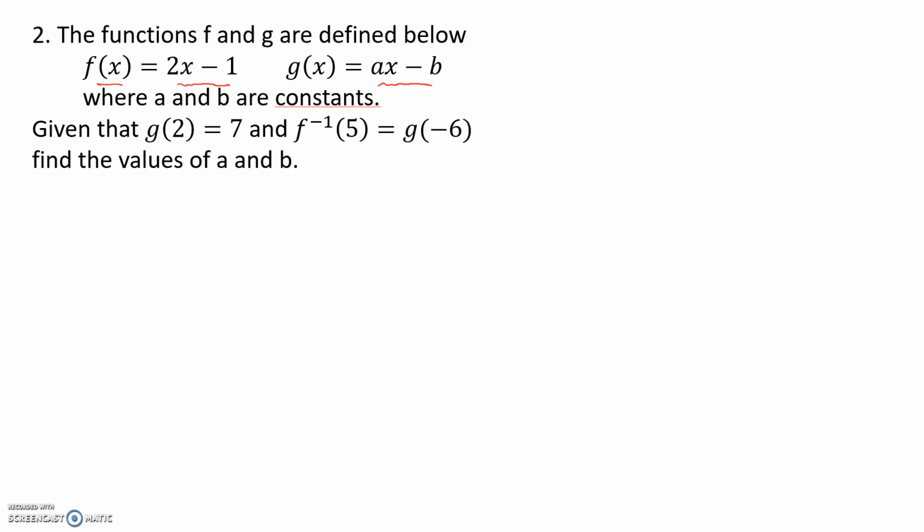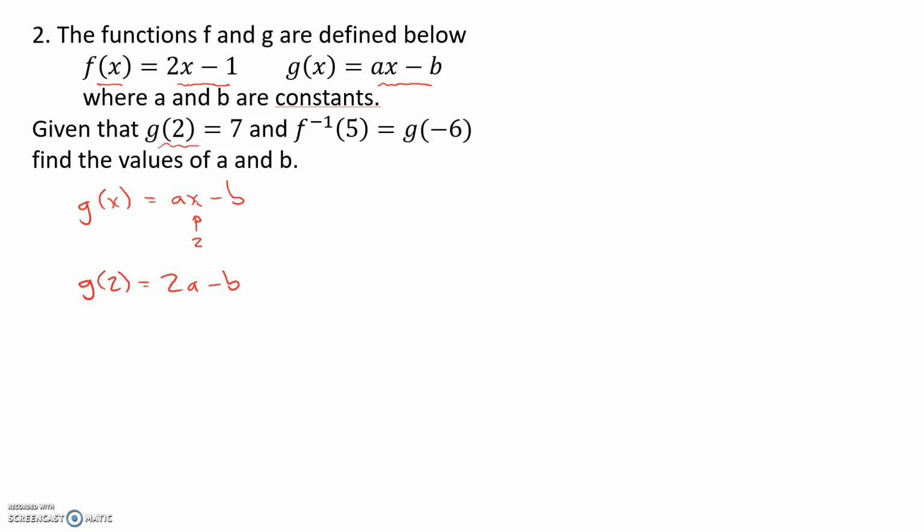Okay, right, given that g of 2 equals 7, what on earth does that mean? Okay, so we know that g of x is the function that says do a lots of x and then subtract b. So g of x equals ax minus b. g of 2 means we substitute 2 in as the value for x. So g of 2 is 2a, because x is now 2, a times 2, that's 2a, subtract b. Okay, so g of 2 equals 2a minus b.